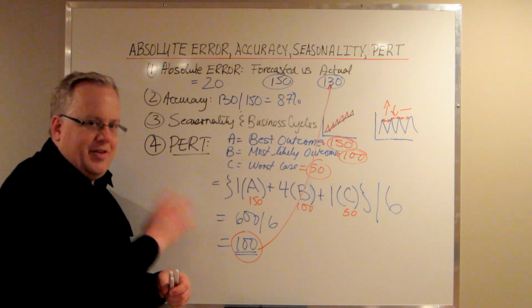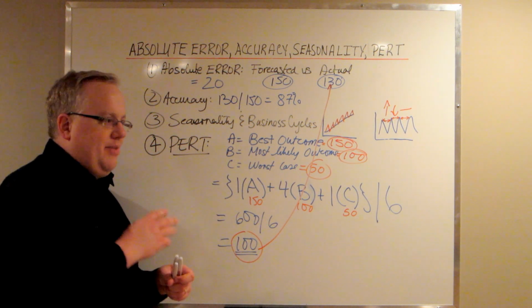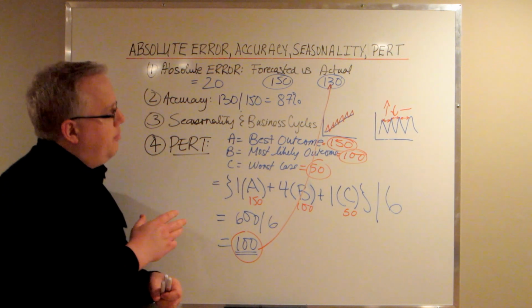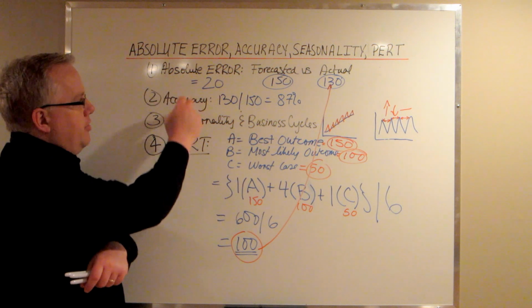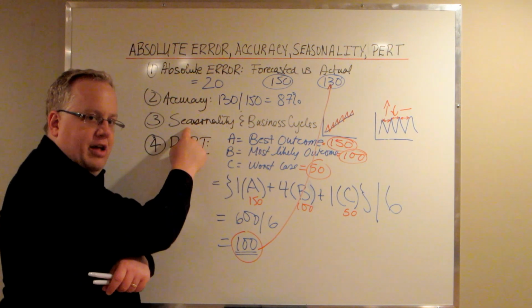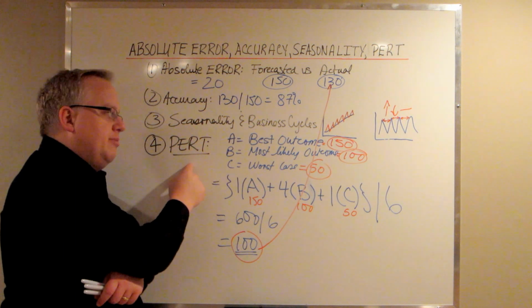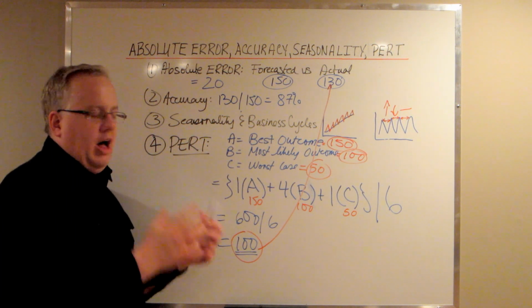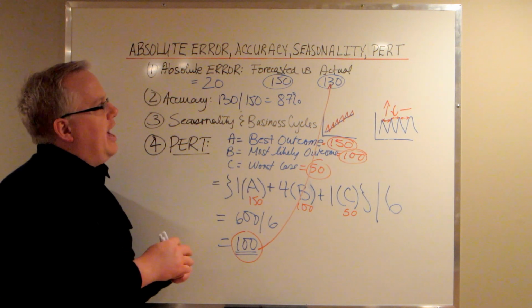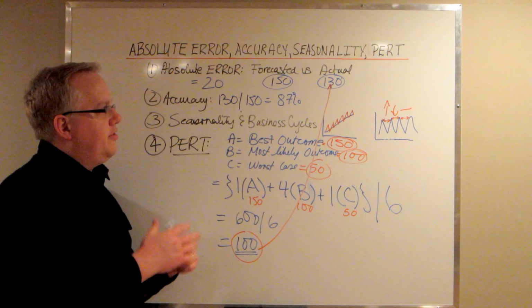This is not going to do everything that you need. It's not going to make sure that you get 100% on your forecast, because that's simply not possible. But if you take the time to determine the absolute error, determine the accuracy, determine your seasonality and impact of business cycles, and use a simple tool like PERT, it will help you get a more accurate forecast. So that's it. Absolute error, accuracy, seasonality, business cycles, and PERT.